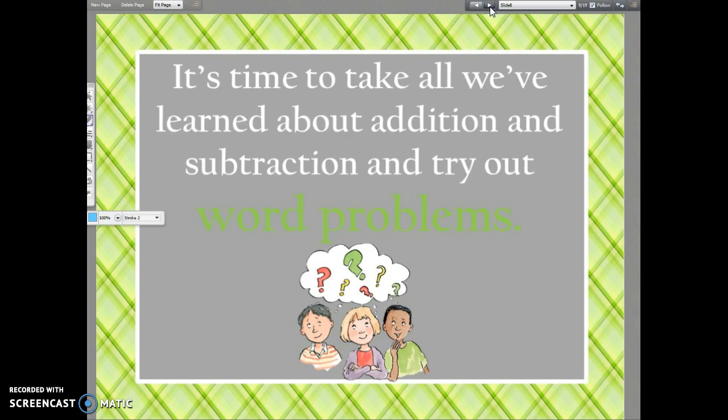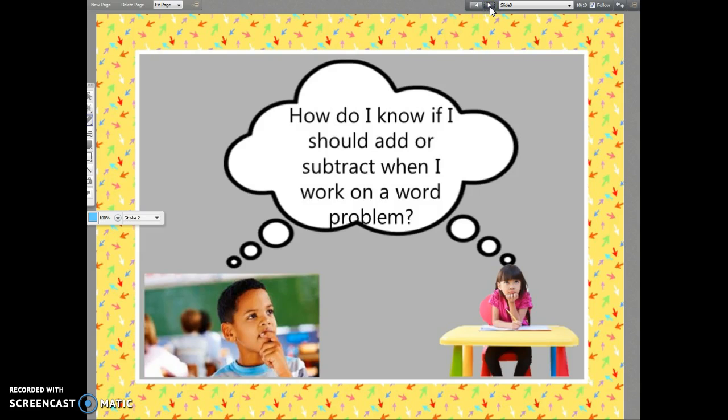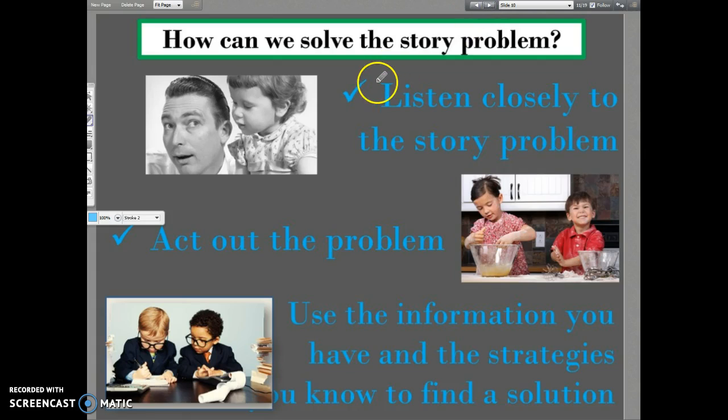It's time that we take what we've learned and practice some addition and subtraction word problems. How do I know if I should add or subtract when I work on a word problem? I want you to take a second and answer that question. All right, let's see if you're correct.